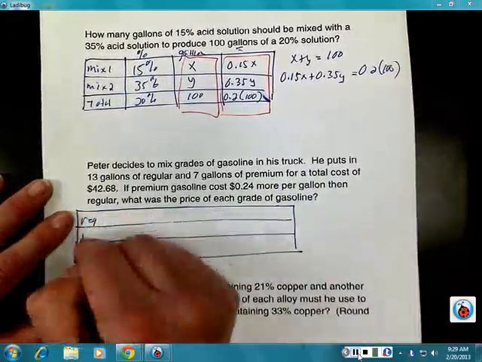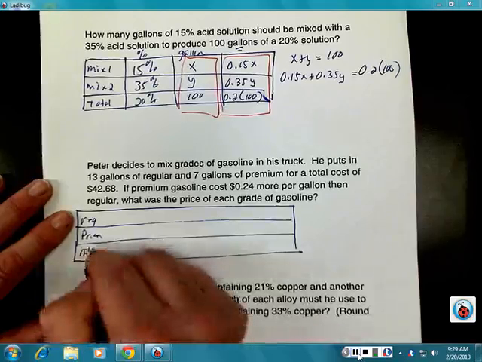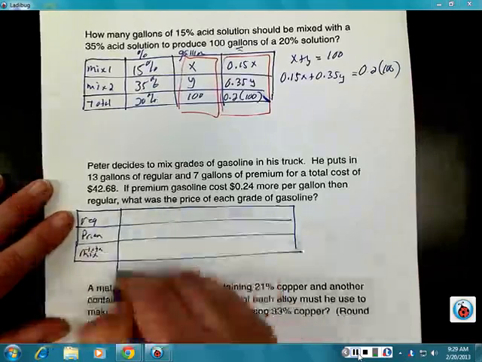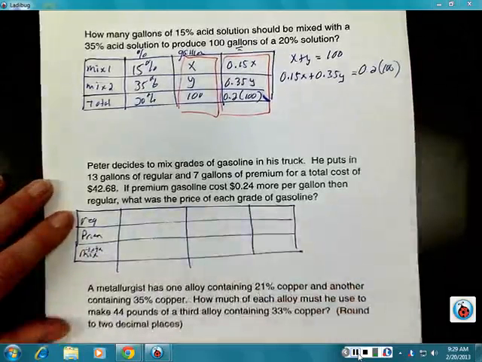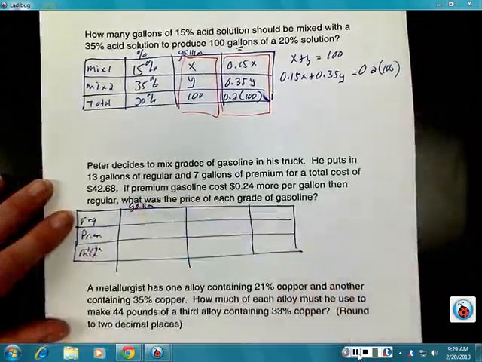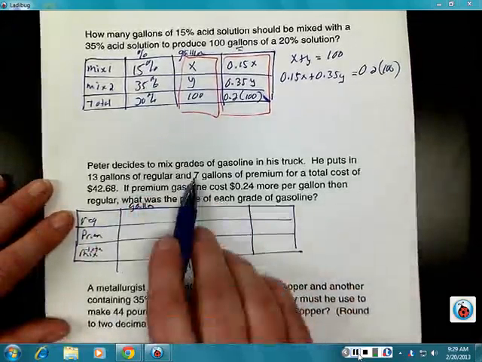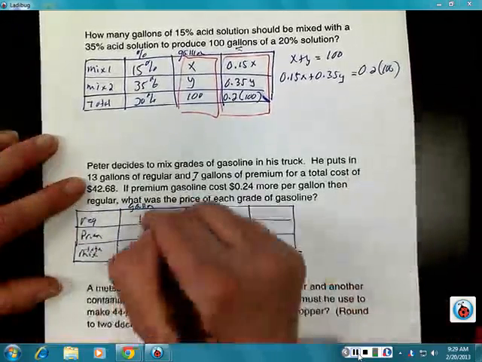And is it going to be much of a help? Well, let's see. We have regular, we have premium, and equals the mix, or the total. What am I putting together in here? Putting together gallons, right? But what do I know about gallons?